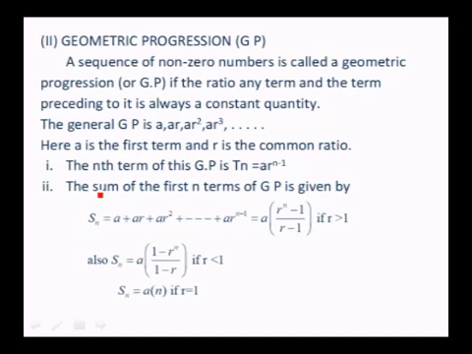The nth term of the GP is Tn is equal to A into R to the power of n minus 1. The sum of the first n terms of the GP is Sn is equal to A plus AR plus AR square, etc. AR to the power of n minus 1, which is nothing but A into R to the power of n minus 1 over R minus 1 if R is greater than 1. On the other hand, if R is less than 1, R to the power of n minus 1 would be negative. Therefore, Sn we take as A into 1 minus R to the power of n over 1 minus R if R is less than 1. If R is equal to 1, then it will be A plus A plus A, etc. up to n terms. So Sn is An if R is equal to 1.